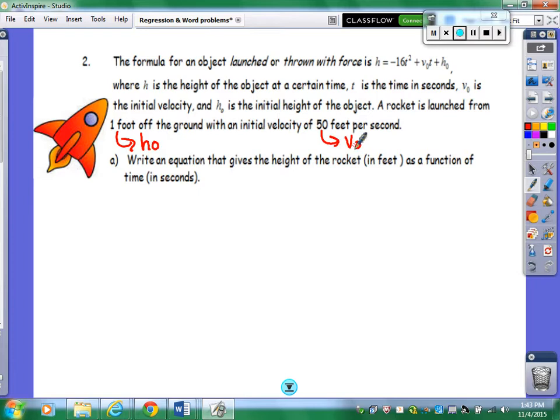So the first thing you're asked to do is write an equation that gives the height of the rocket in feet as a function of time in seconds. So we're going to plug in 1 for h sub 0, and 50 for v sub 0. And that's going to be our formula, our equation. So h is equal to negative 16t squared plus 50t plus 1. So this is an equation in terms of height and time. Now we're going to use that equation to answer the following questions.